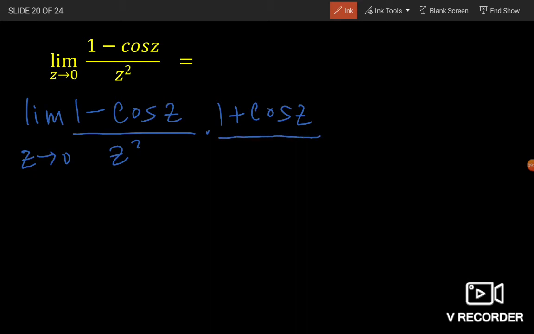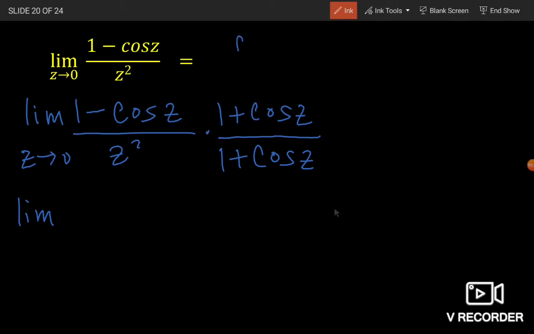Now, if we multiply this by the conjugate, 1 plus cosine z, we have to do the same thing in the denominator. We also need to put 1 plus cosine of z. Why? 1 plus cosine of z divided by 1 plus cosine z is equal to 1. So basically, 1 over 1, which is 1, multiplied by this expression is still equal to the original expression of 1 minus cosine z over z squared. So now, 1 minus cosine z multiplied by 1 plus cosine z.